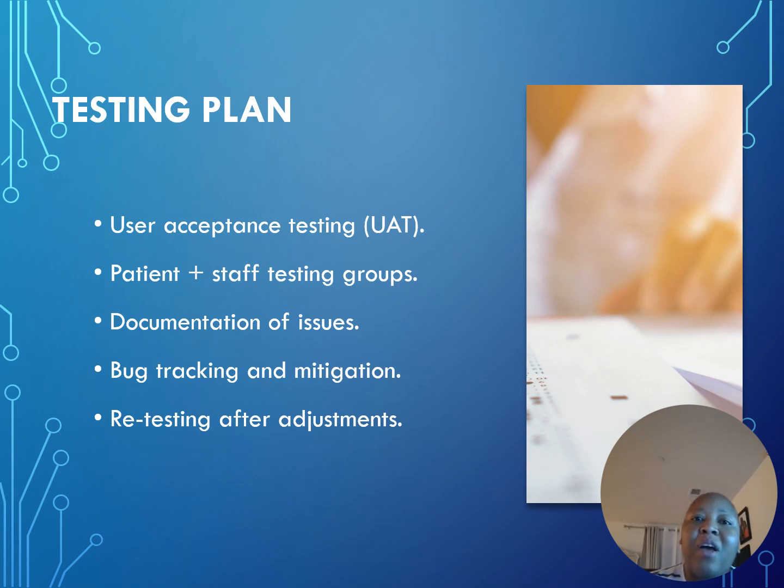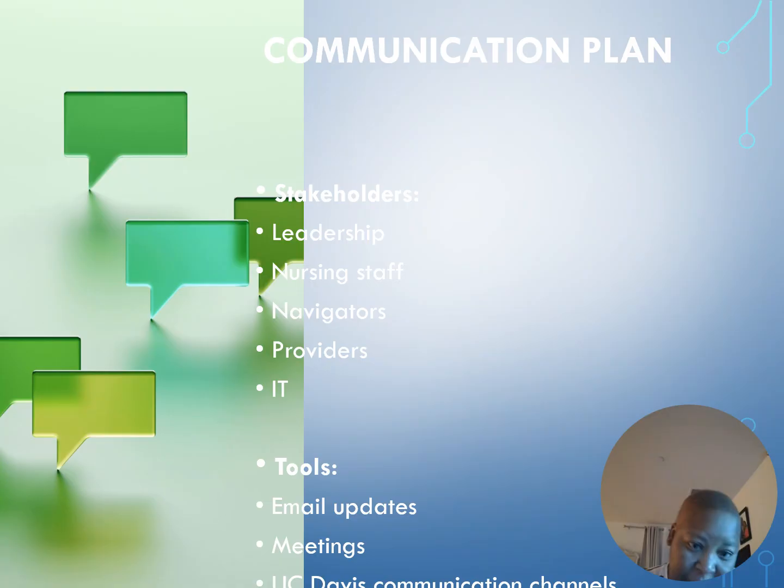Testing ensures reliability, safety, and usability improvement, which is my testing plan here. So you use user acceptance testing with patient or staff groups, documentation of issues, bug tracking and mitigation, and retesting after adjustment. On this other slide, I'm going to talk about the communication plan. Communication keeps all teams aligned and aware of progress.